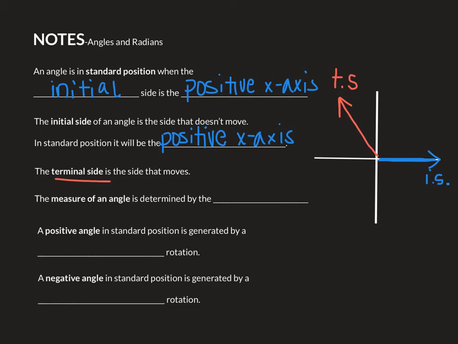The measure of the angle is determined by the amount of rotation. Okay, so the measure of the angle is determined by the amount of rotation. Well, going along with that, a positive angle in standard position is generated by a counterclockwise rotation.